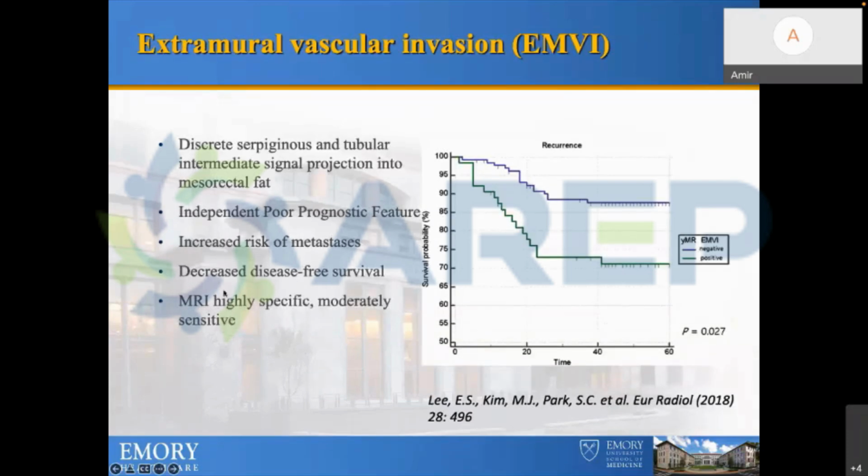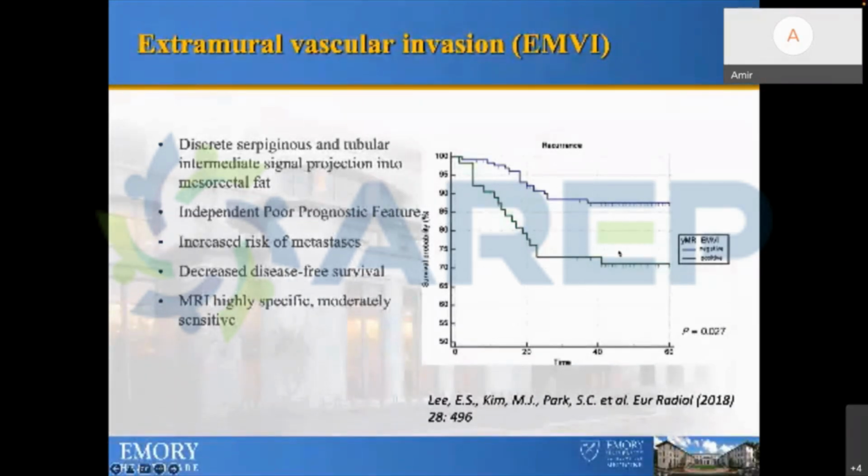Okay, so what is extramural vascular invasion? Again, there is discrete tumor inside a vessel. Discrete serpiginous and tubular intermediate signal projection into the mesorectal fat. So if you see in the mesorectal fat, there's something that looks like a tumor that's involving and coming out, and is linear. It's suggestive of extramural vascular invasion. What is important is it's an independent poor prognostic feature.